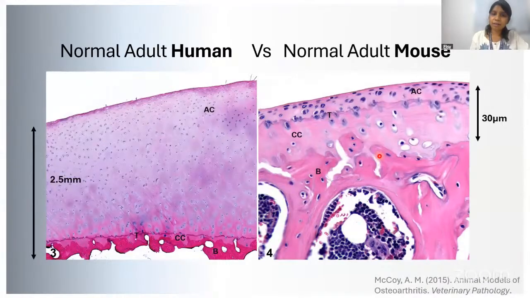Here is a histological picture, just to give a context of how a human cartilage looks. Those are the different zones that I've said. And this is a mouse cartilage. If you look at the thickness, it's around 2.5 mm as opposed to 30 micrometers in a mouse. So that's like a 100-fold change. And you do not see the beautiful zonal organization that we see in human cartilage. So one needs to keep this in mind when we interpret the results from animal models. But this is the best model that we have, and which is more accessible for us to use and learn.